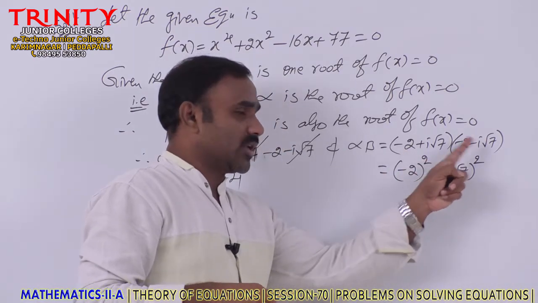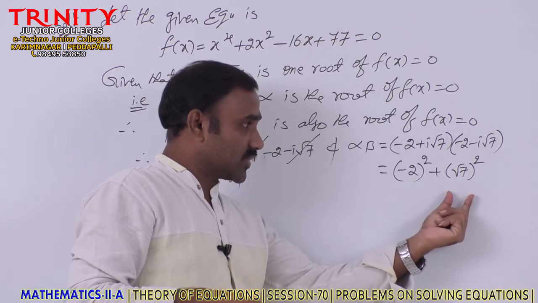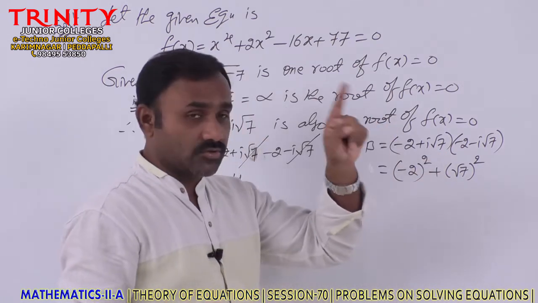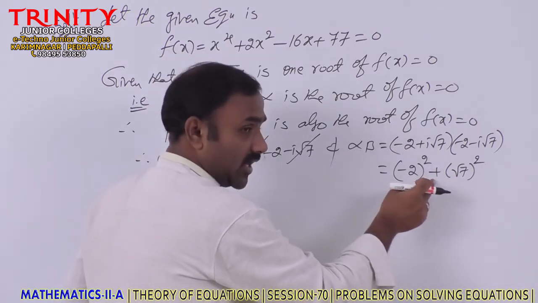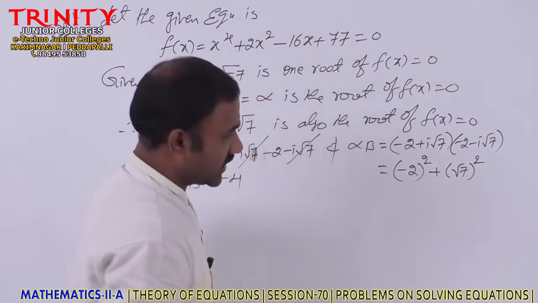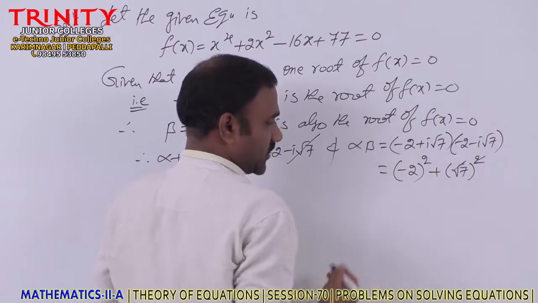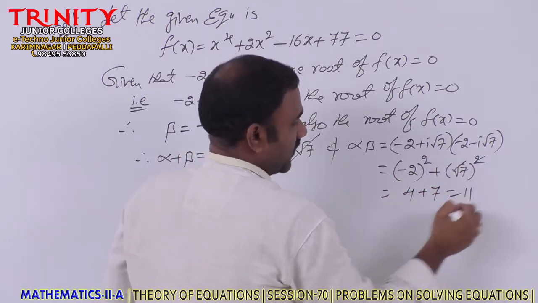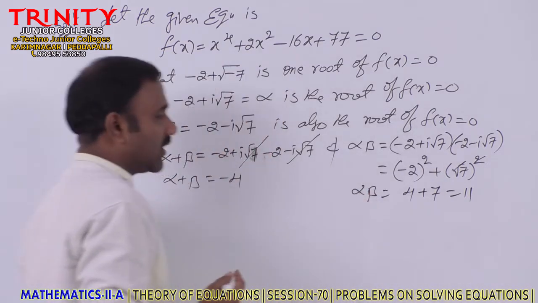Otherwise, if you go with (a plus b) into (a minus b), then we have to take a square minus b square, but in place of b you have to write i into root 7 whole square. That's why i square value is minus 1. Then in between, minus is already there, minus minus becomes a plus. The same value you will get: minus 2 whole square, that is 4, plus 7, its value is 11. That is the value of alpha beta.